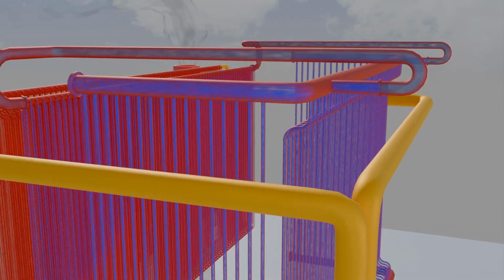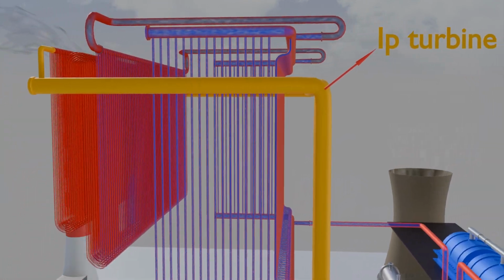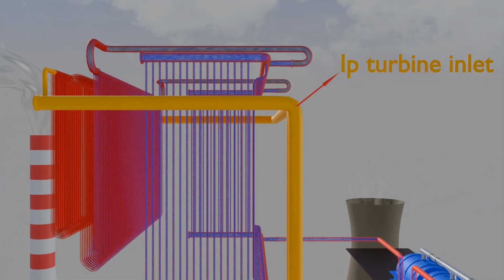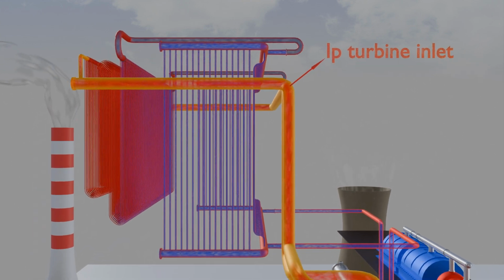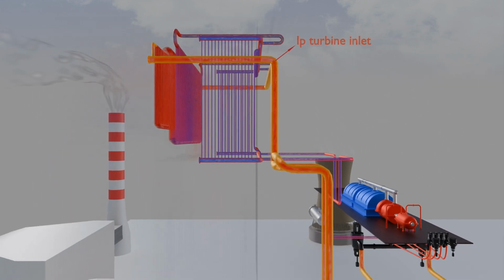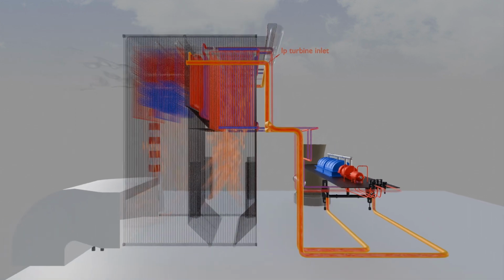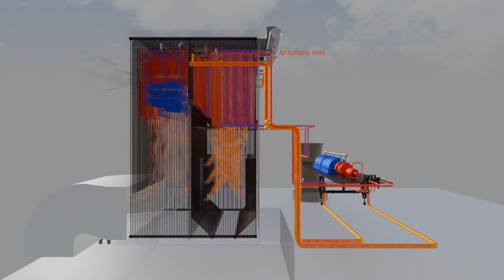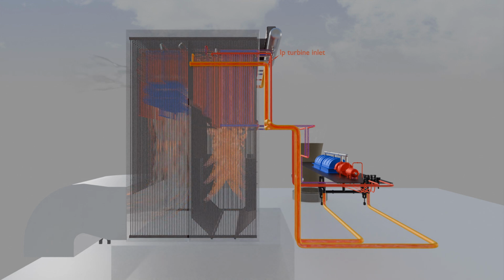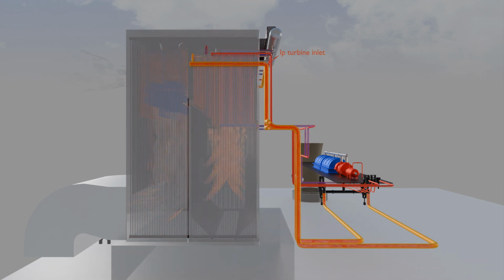After reaching its peak temperature, the steam exits the secondary reheater and enters the intermediate pressure turbine through the inlet steam pipe. Ready for the next phase of power generation. The reheated steam then travels through the inlet steam pipe to the intermediate pressure turbine.